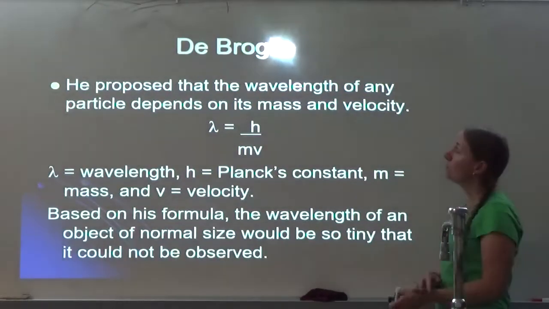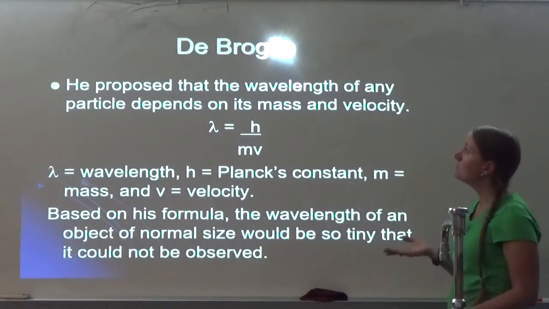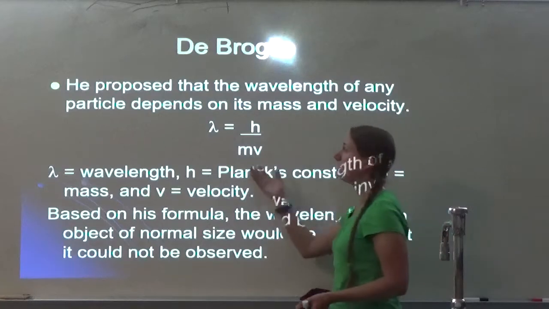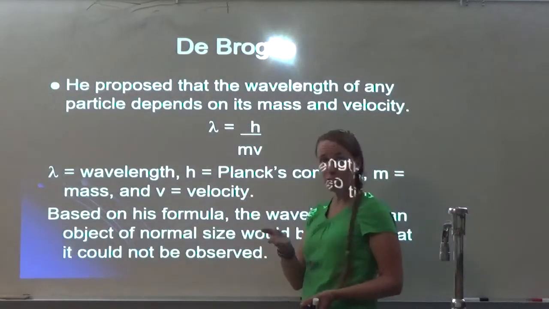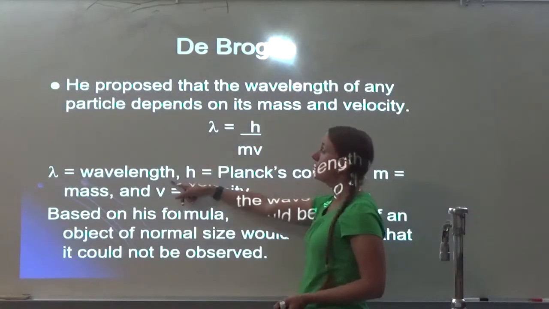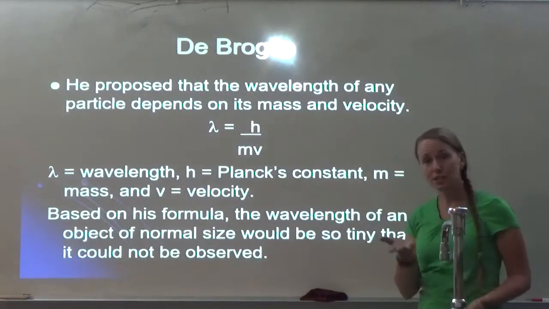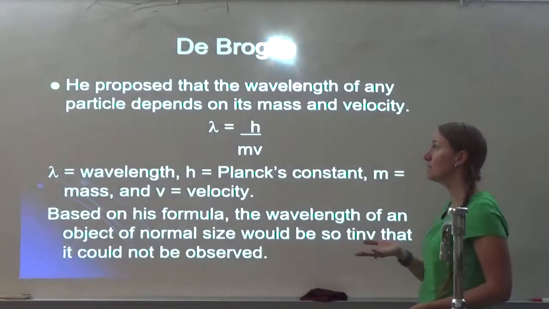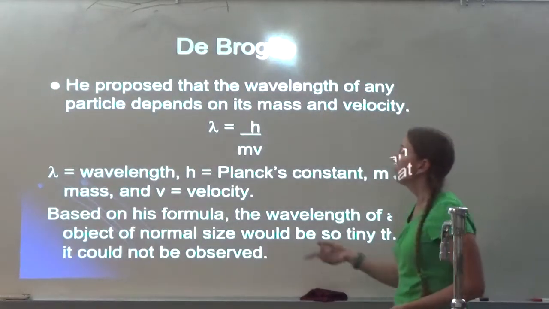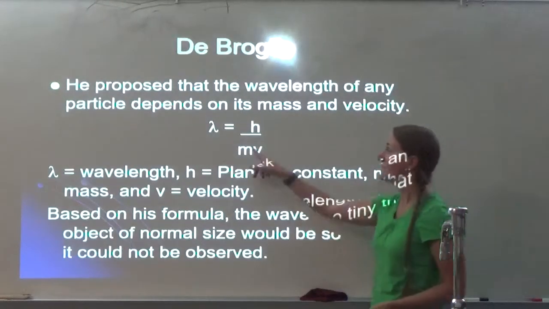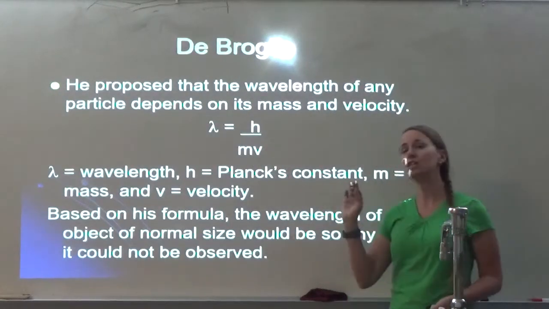He proposed that the wavelength of any particle depends on its mass and velocity. So here we have some variables that you're familiar with. Lambda is just wavelength in meters. h is still just Planck's constant, which is 6.626 times 10 to the negative 34 joules times second. Here m is mass and v is velocity. This is not a nu, this is not frequency, this is just a v.